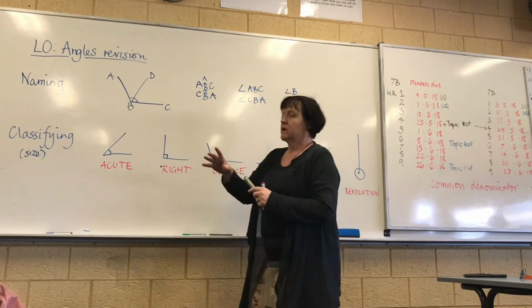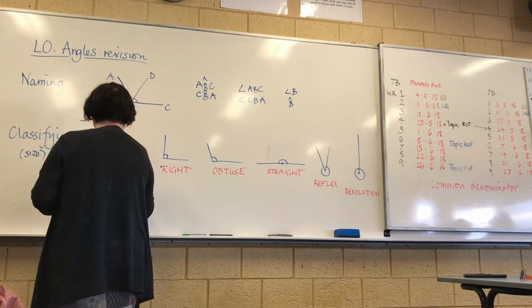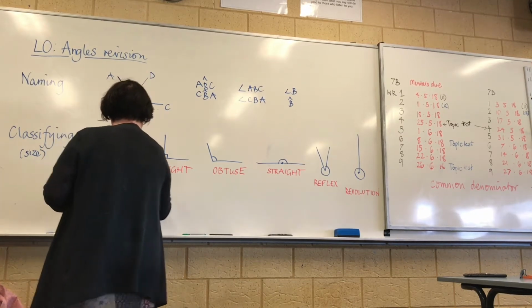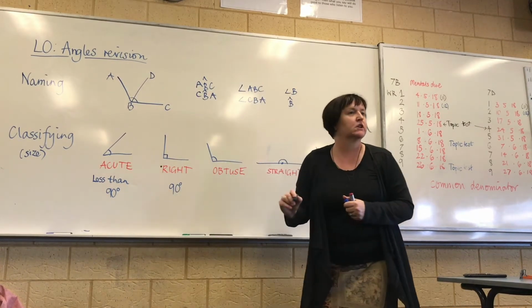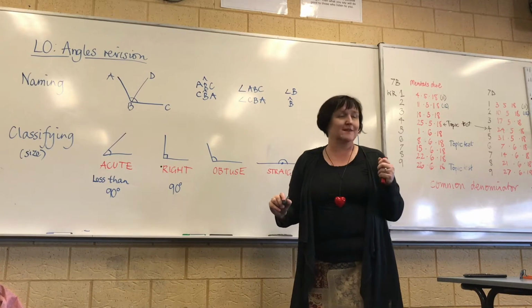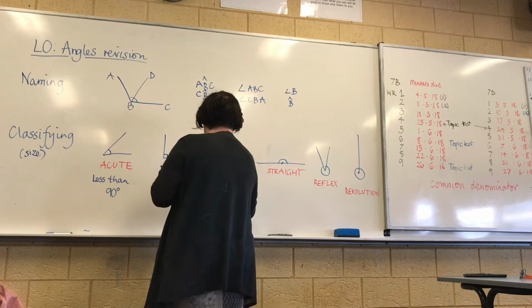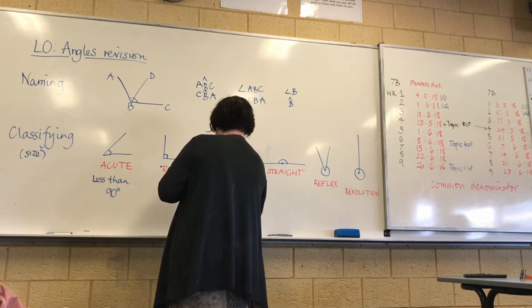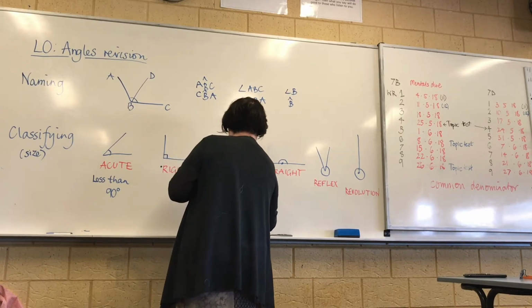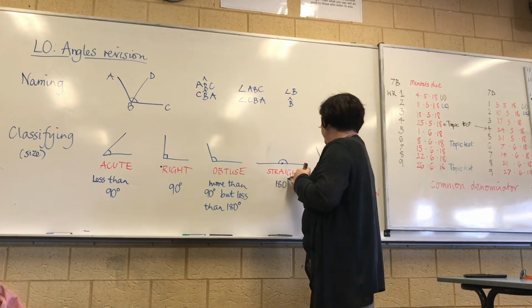Okay, so acute then is less than 90 degrees. A right angle is 90 degrees exactly. Obtuse is what? More than 90. It is more than 90, that's right, but less than 180. Okay, so it's more than 90 degrees, but less than 180. Okay, straight angle, 180, that's right, nice easy one.